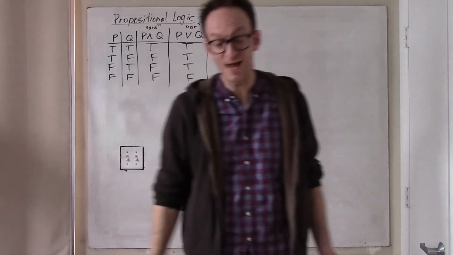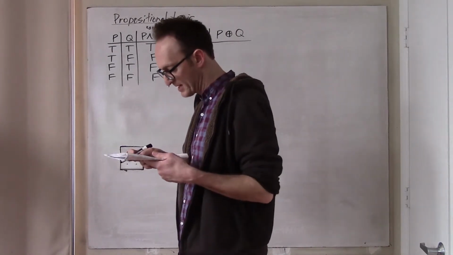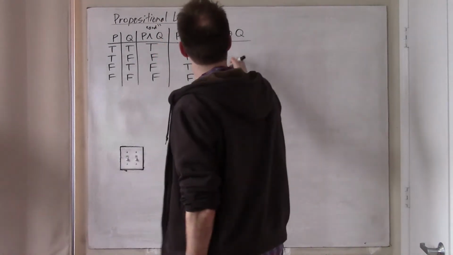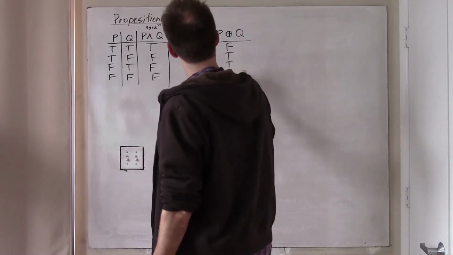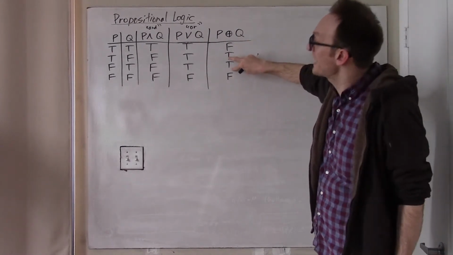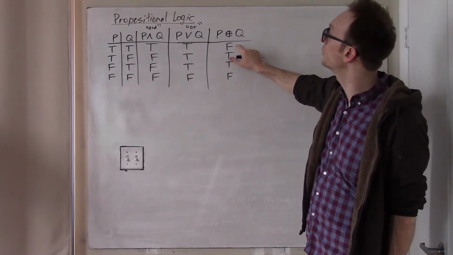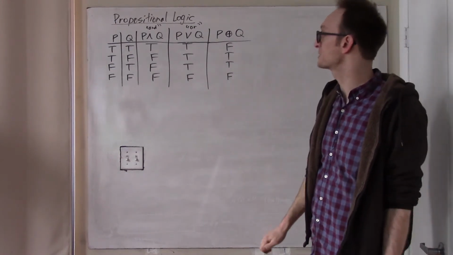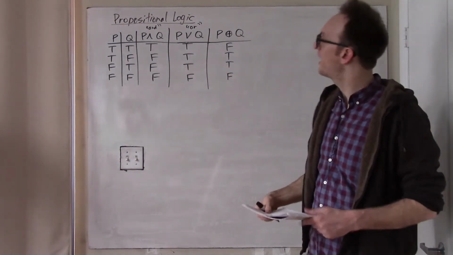Exclusive OR is another binary connective, which has its own standard symbol. What is the exclusive OR symbol? It's false, true, true, false. The understanding is that it's true when precisely one of P or Q is true. It's exclusive in the sense that it excludes the situation in which P and Q are both true, whereas inclusive OR includes it. Which one do we use?